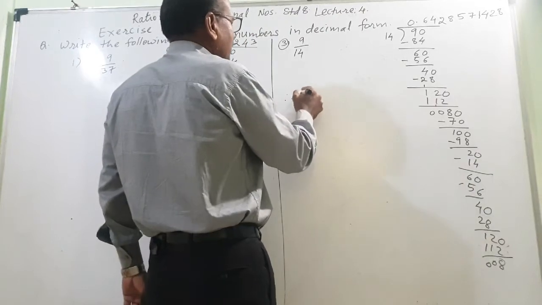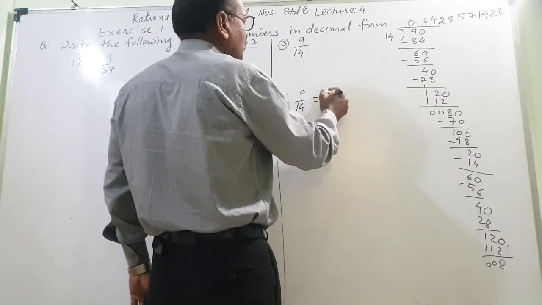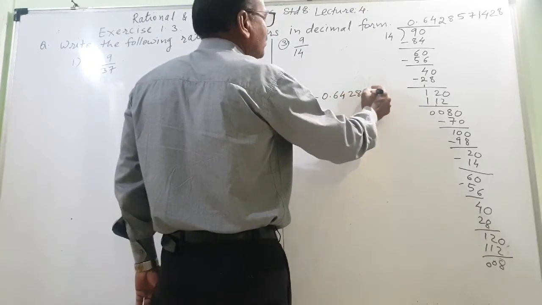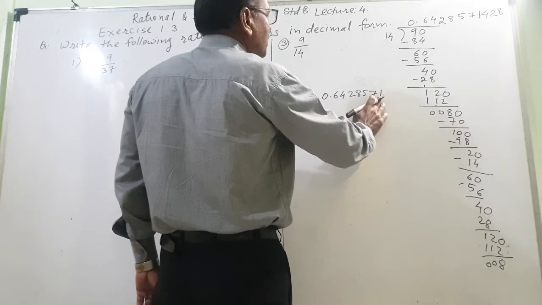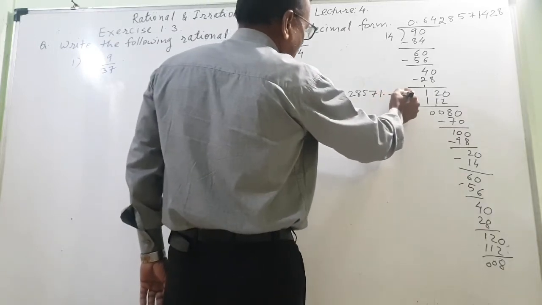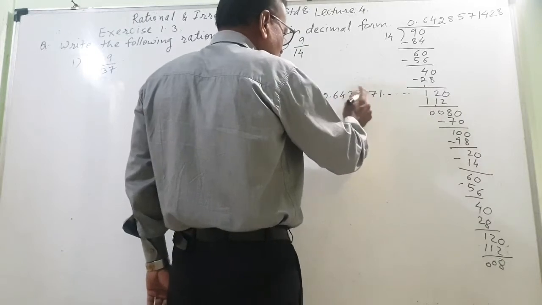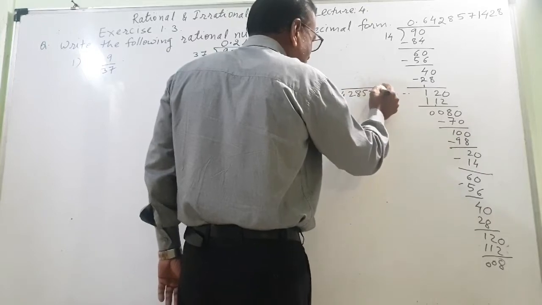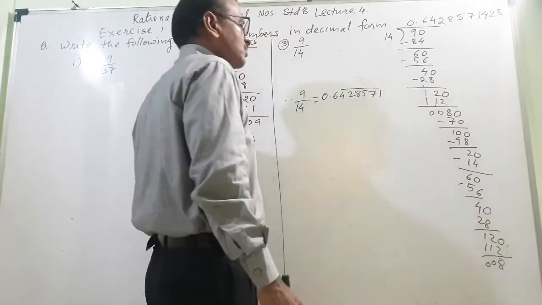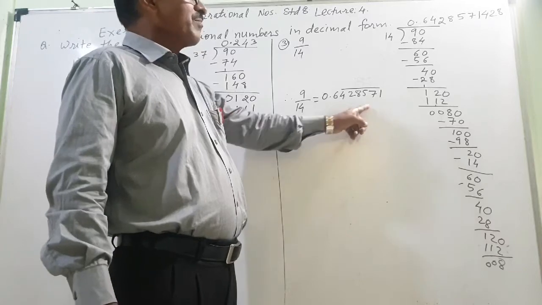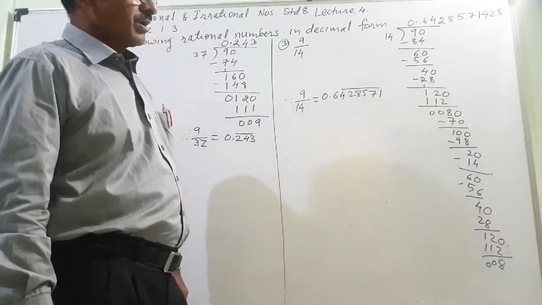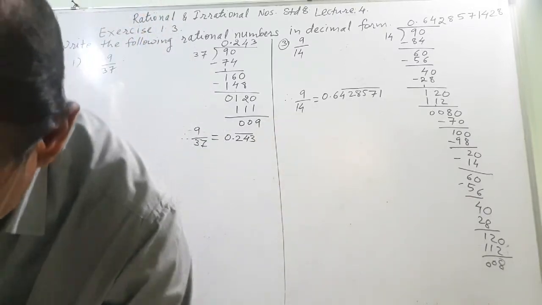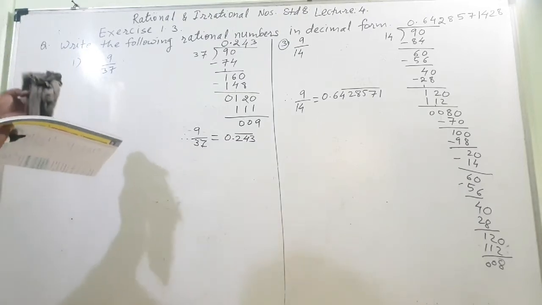Therefore, 9 upon 14 is equal to 0.6. 4, 2, 8, 5, 7, 1. This much part will go on repeating. So this part is repeating, so here I will give the mark like this. Not this 6, 6 is not repeating. So, this is the recurring pattern. Hope that you have understood all this. If it is a negative number, then you will write a negative number.